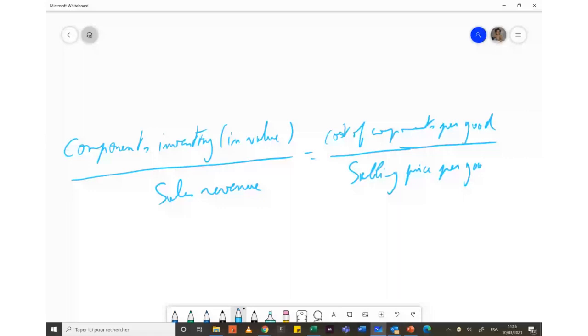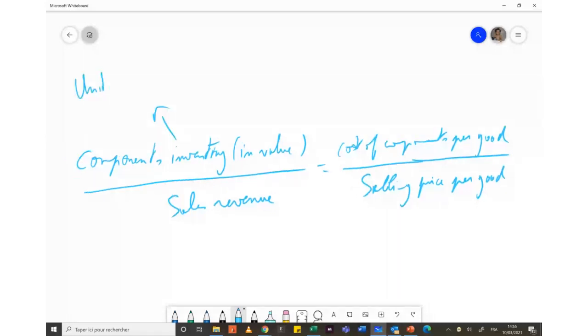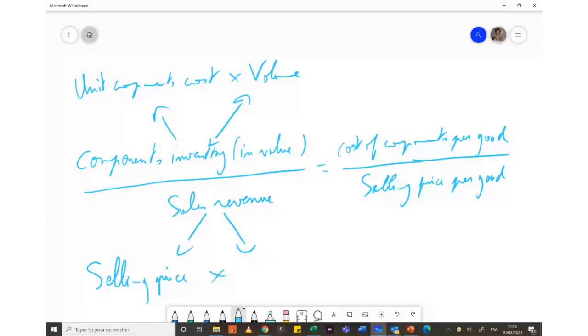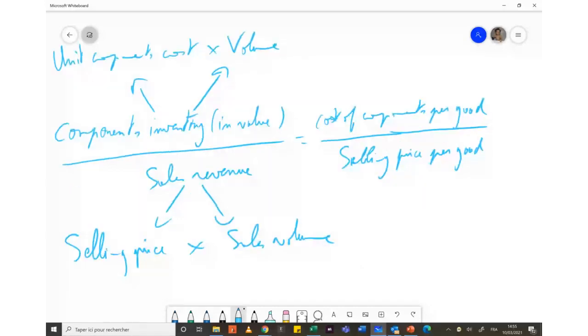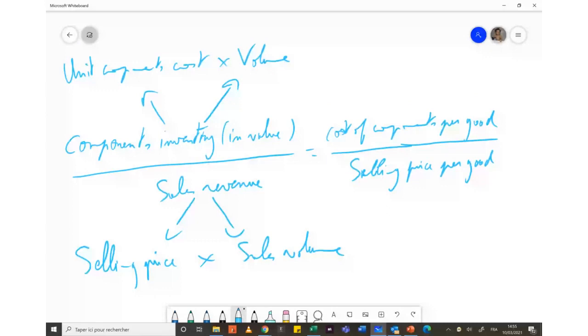It's a proportion of this because in the components inventory, you have the unit component cost multiplied by the volume. In the sales revenue, you have the selling price multiplied by the sales volume. Okay. So it's in function of the cost of the components per product in percentage of the selling price.